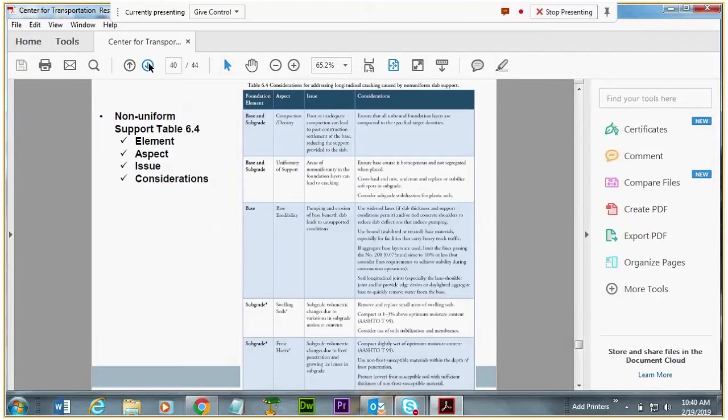And now you see some of the tables that we get into in regards to the evaluation. Foundation in this particular case is the subject matter as it goes through the aspects of it and some of the issues and some of the considerations to be given in order to get that uniform material. Next slide.